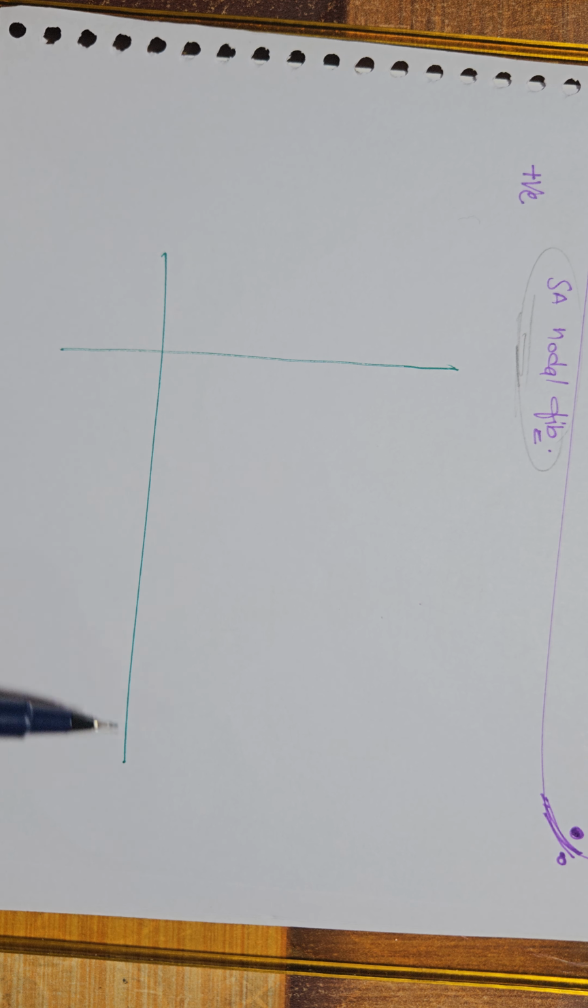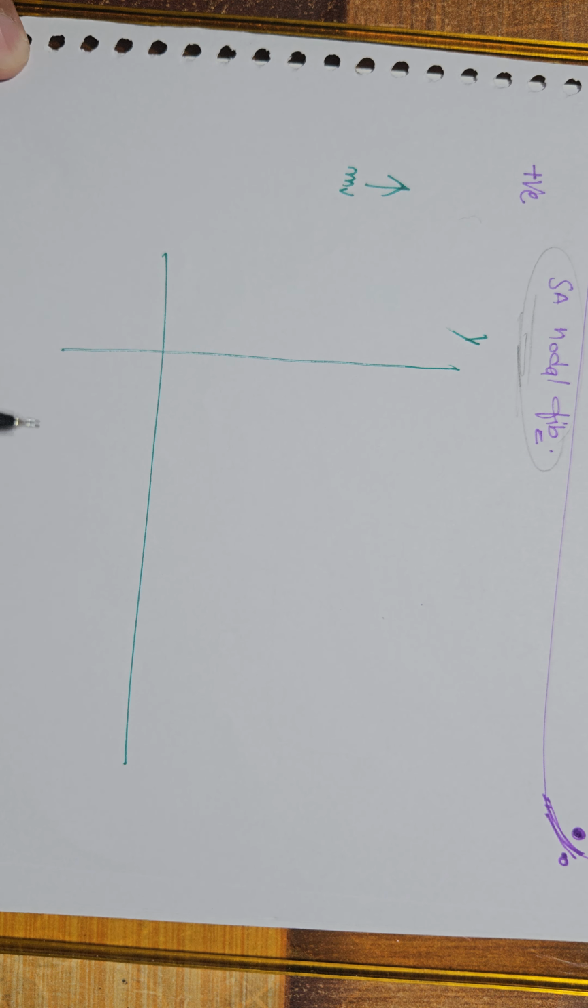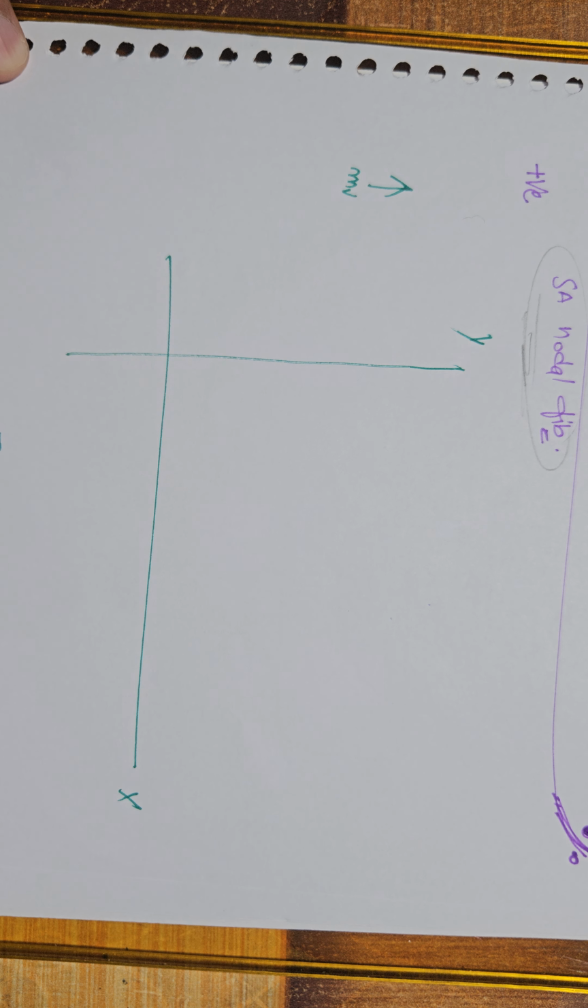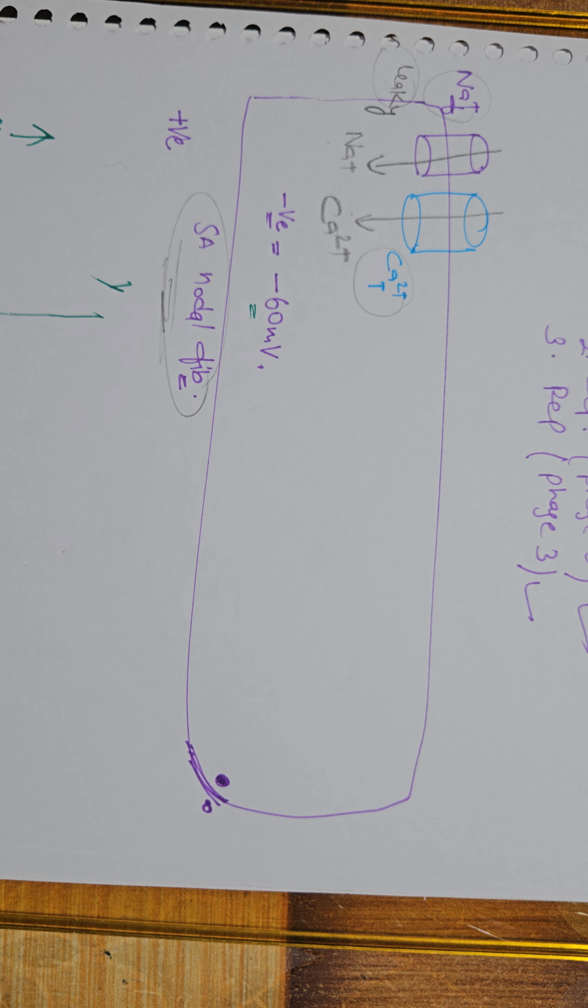So this right here is the y-axis. On the y-axis we have millivolts, so we have voltage. On the x-axis we have time. Clear? So initially the inside of the fiber was minus 60 millivolts.